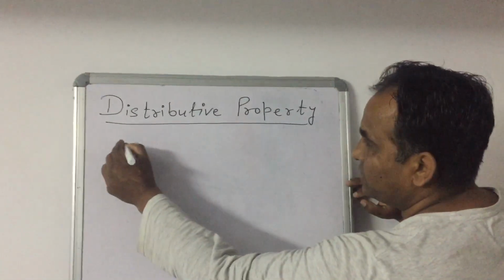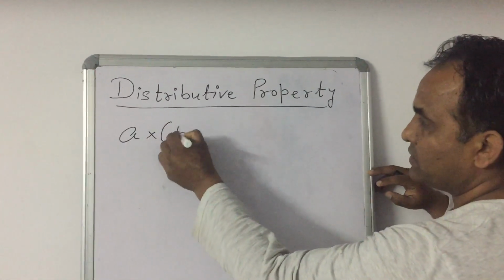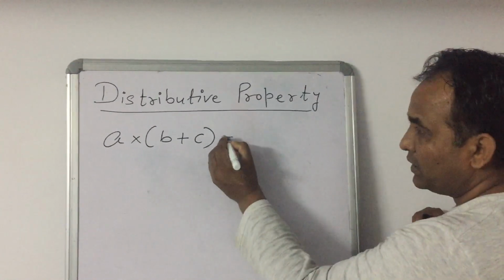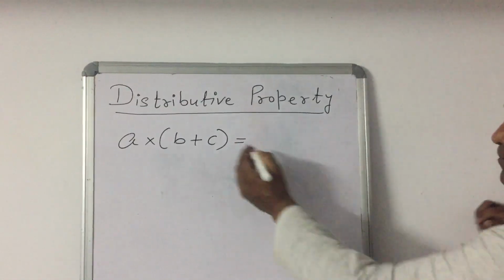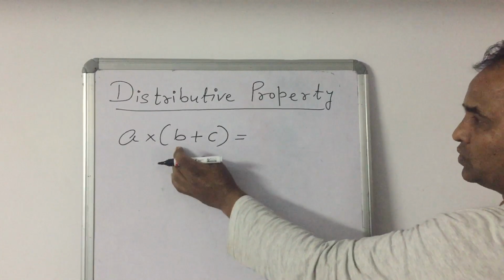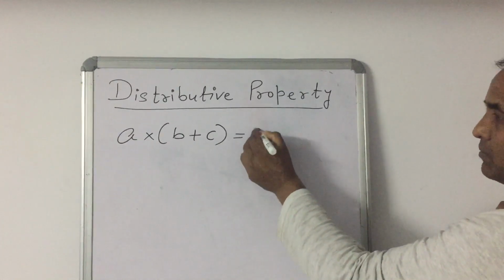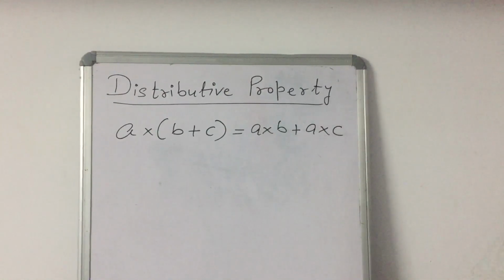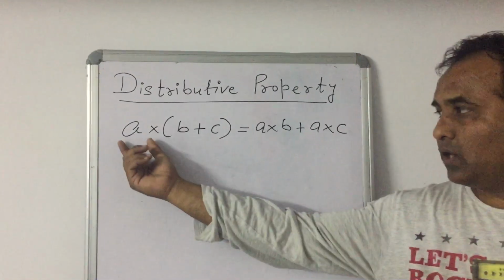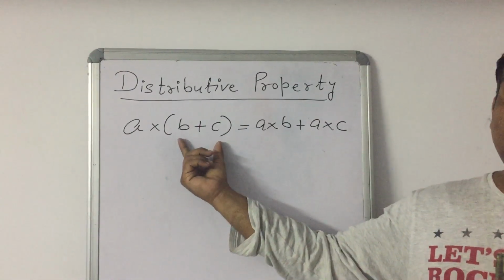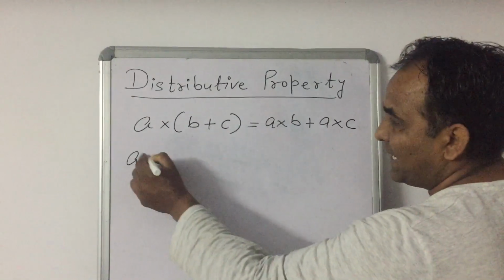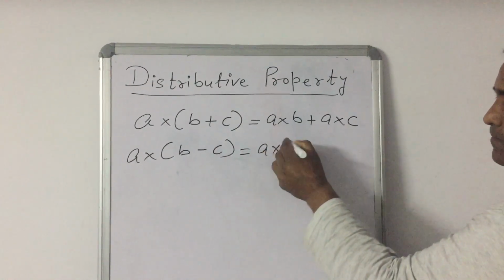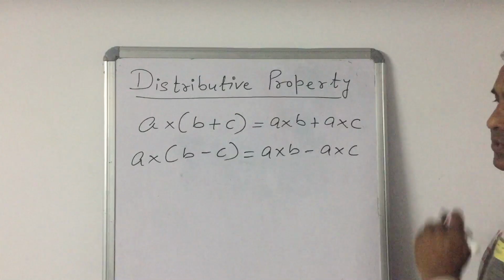Let there be numbers a, which is multiplied with the sum of b and c. According to the distributive property, this a will be distributed to b and c over multiplication: a into b plus a into c. This is the distribution of a over the sum of b and c. We can also have a into b minus c, so accordingly it will become a into b minus a into c.